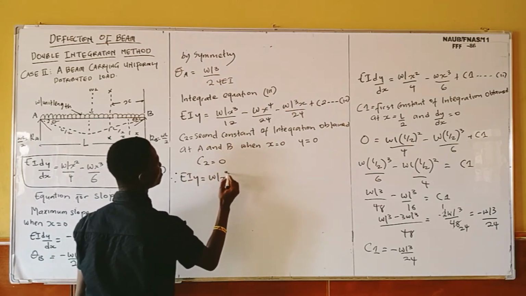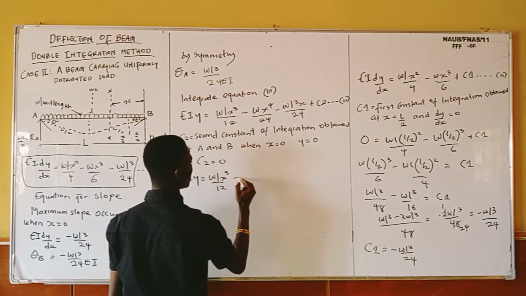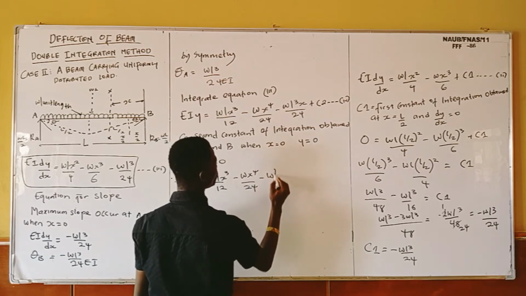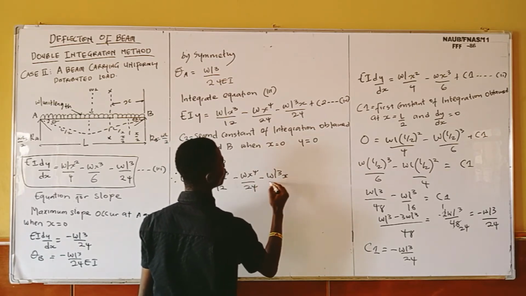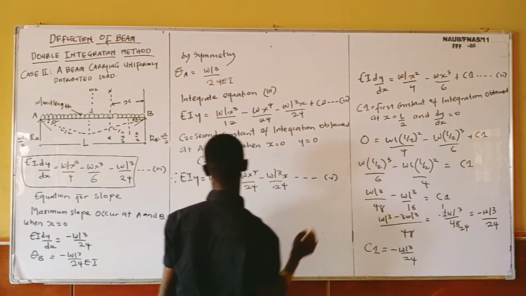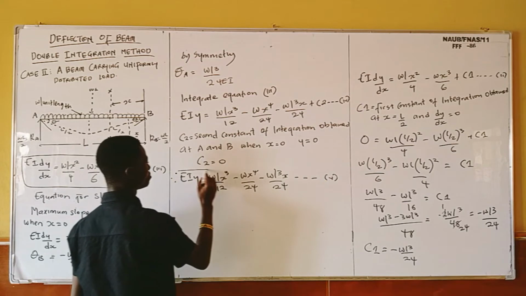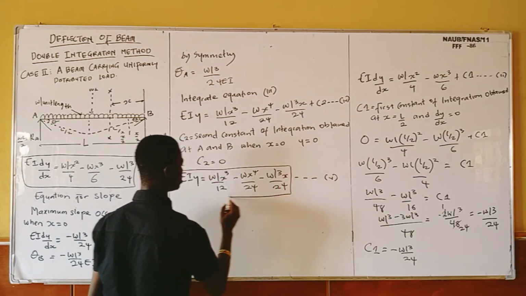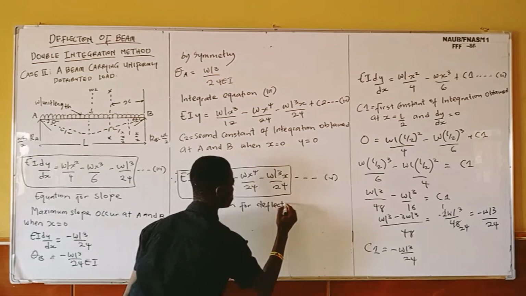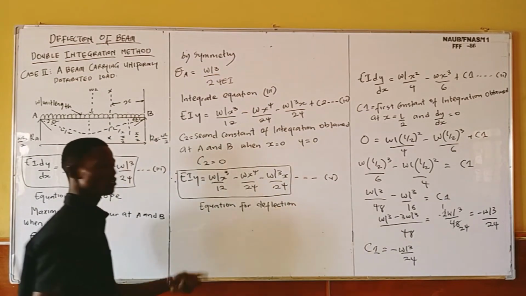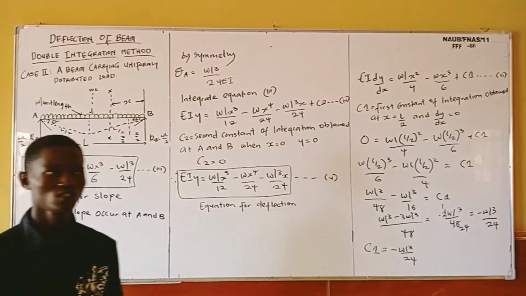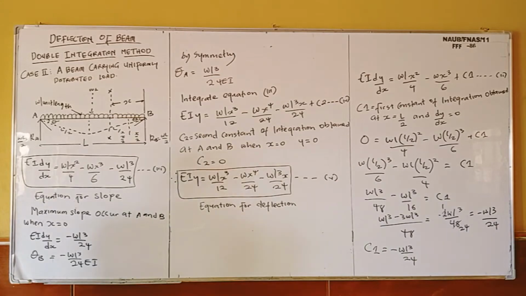So now we have our equation back as EIy equals WLx³ over 12 minus Wx⁴ over 24 minus WL³x over 24. This is equation 5, and equation 5 is the required equation for deflection.